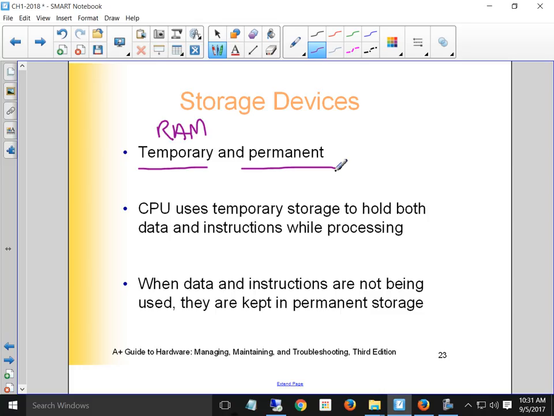By the way, did I define the term RAM? What does RAM stand for? Random access memory. So it stands for random access memory.